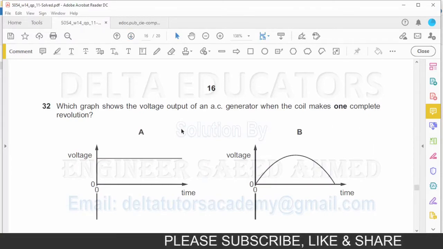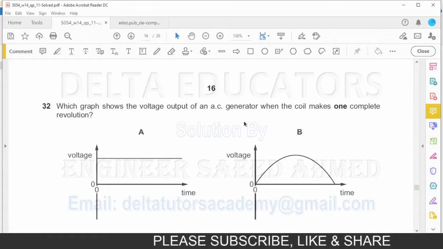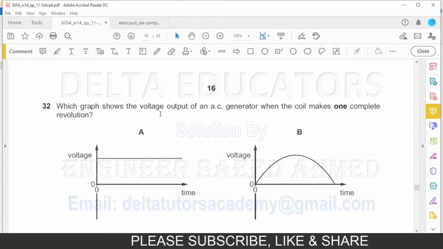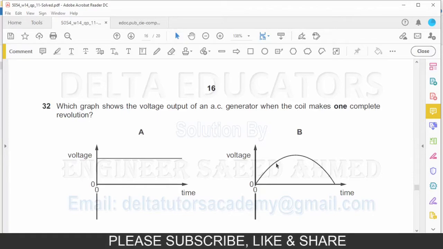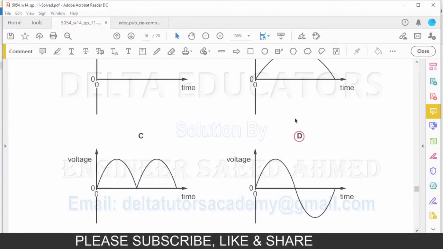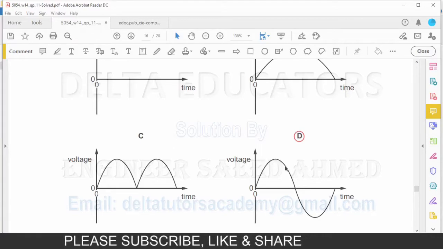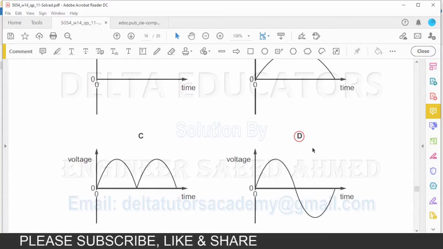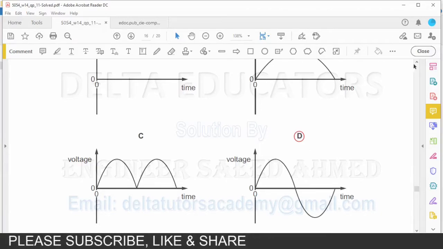Question number 32. Which graph shows the voltage output of an AC generator when the coil makes one complete revolution? In an AC generator, when there is one complete revolution, there is a half positive cycle and a half negative cycle. So here it is shown in option D that we have one half positive cycle, then a half negative cycle. So it is a complete wave that is generated in an AC electrical generator. So our correct option is option D.